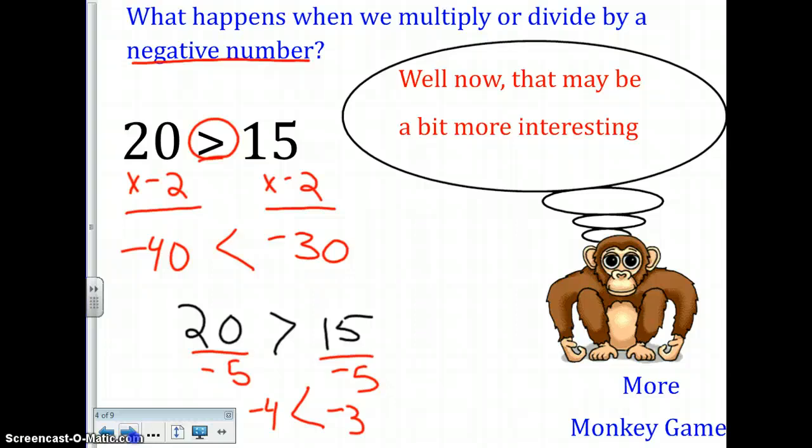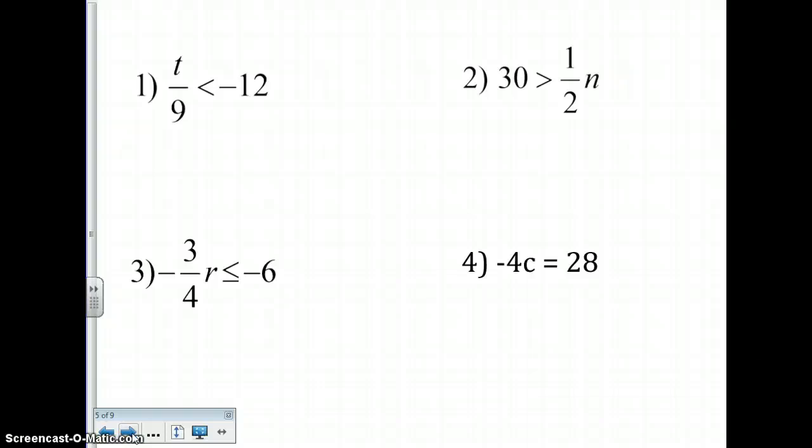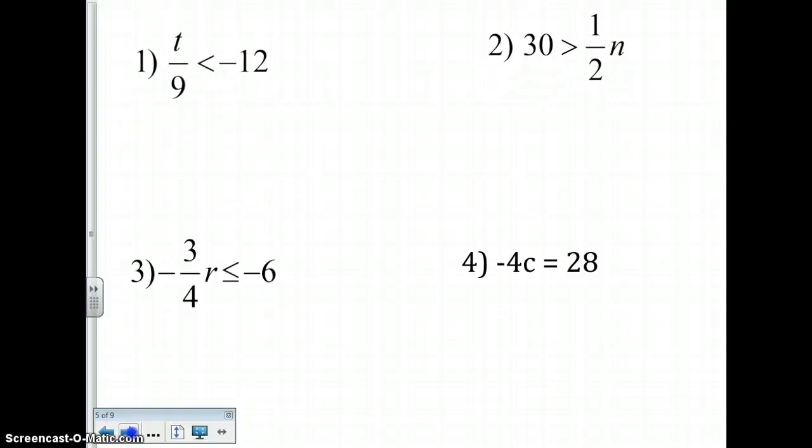So let's go ahead and try some problems here. This first set I'll work through. Later on, I have some that you can work through. Okay, as we look at number 1 and number 2, please keep in mind that we can undo division with multiplication. We can undo multiplication with division.